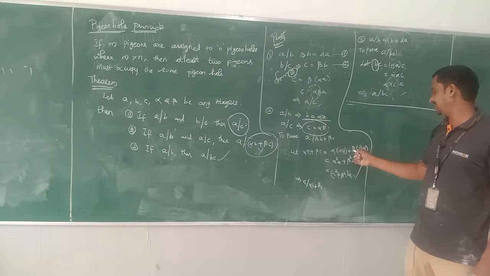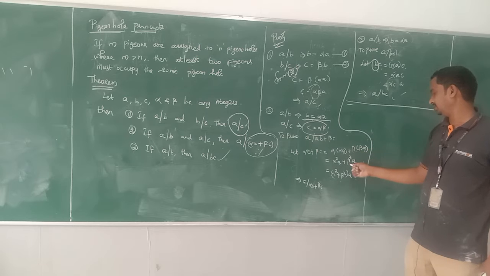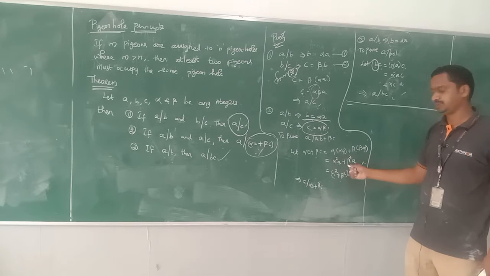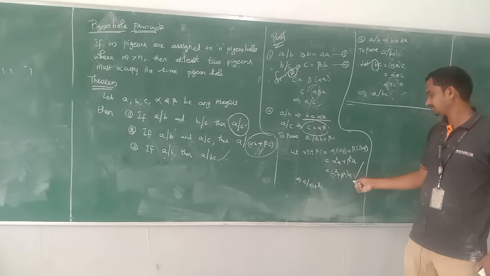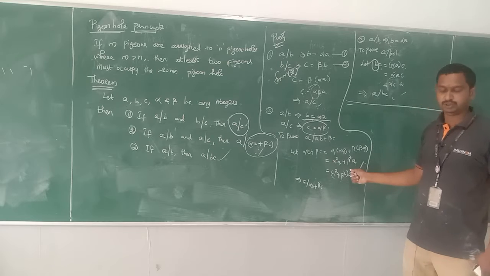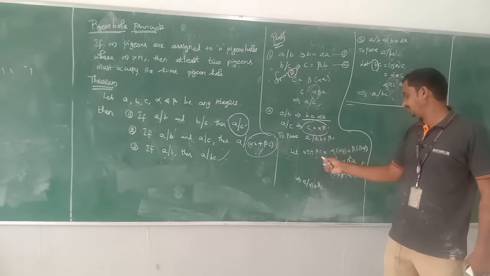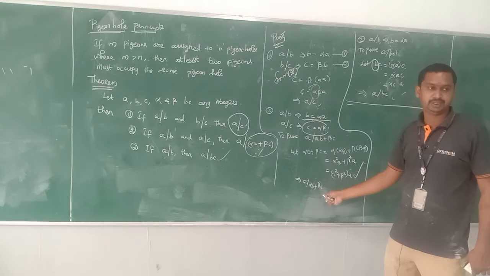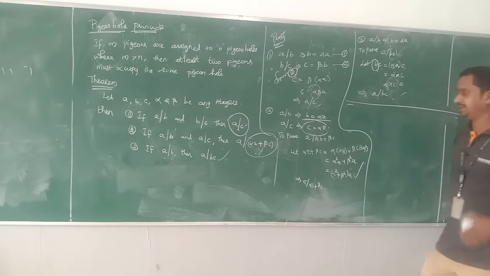Now multiplying, we get alpha square and beta square, and in both terms a is common. So it is alpha square plus beta square into a. Now by the same principle, alpha b plus beta c equals that, which can be written as a divides alpha b plus beta c.